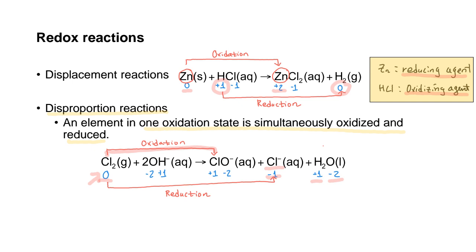So when we look at this chlorine molecule, on one hand, its oxidation state has increased. On the other hand, the oxidation state decreased, right? So this chlorine molecule actually acted in both ways. Therefore, this reaction is a redox reaction, but we also call it a disproportionation reaction.